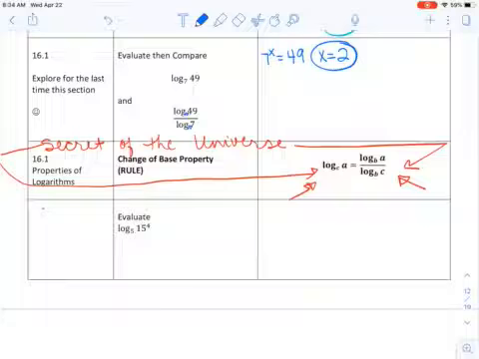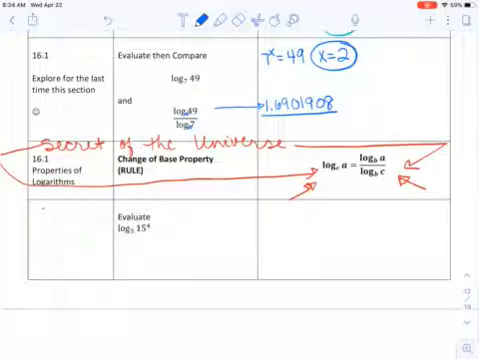So you can do log 49, and I get 1.69019608. That's all it shows on my calculator. At some point I should round that. Log 7 gives me 0.8450980 on my calculator.